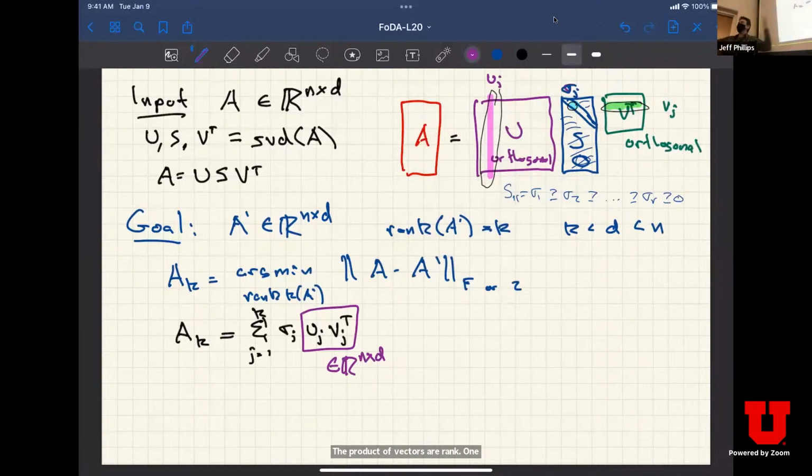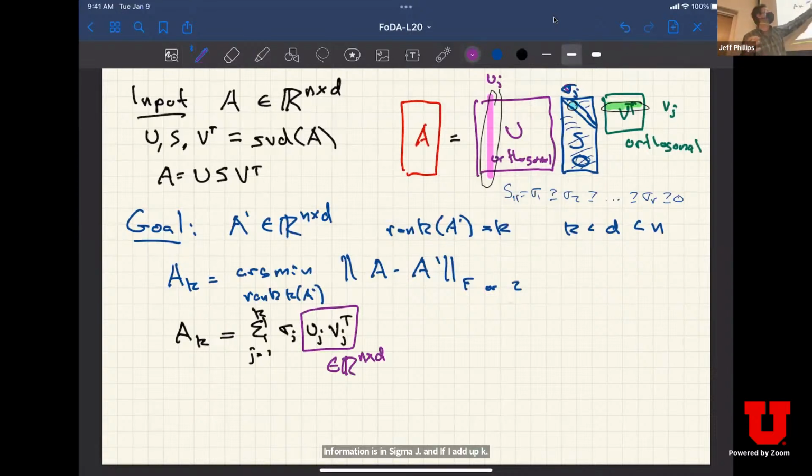If I multiply a bunch of objects, then their rank is at most the minimum of all the ranks of those objects. So since each is rank 1, the output is rank 1. And I'm scaling it, saying how important it is, using the singular value. These are unit vectors, so they don't contain any scale information. All the scale information is in sigma_j. And if I add up k of these, the rank is at most k.